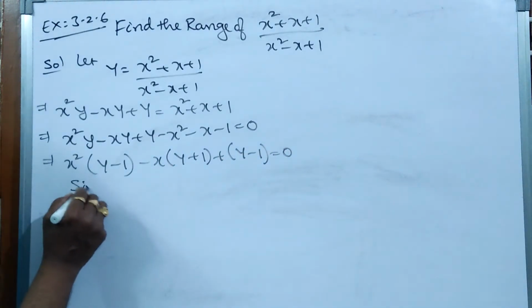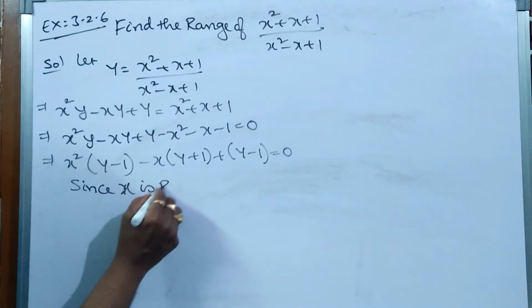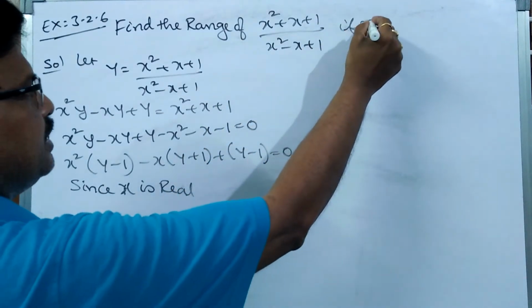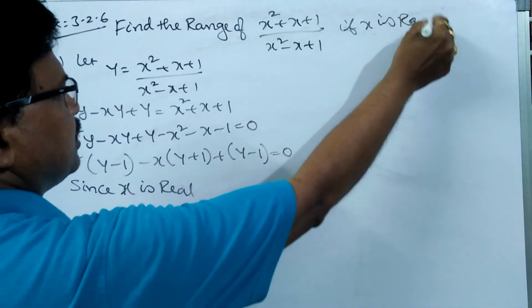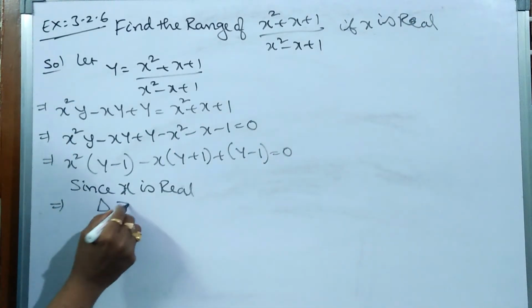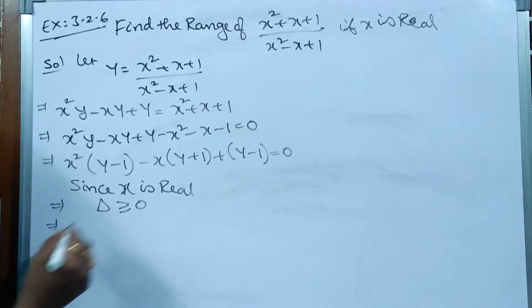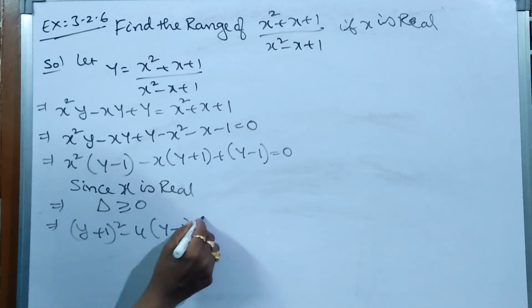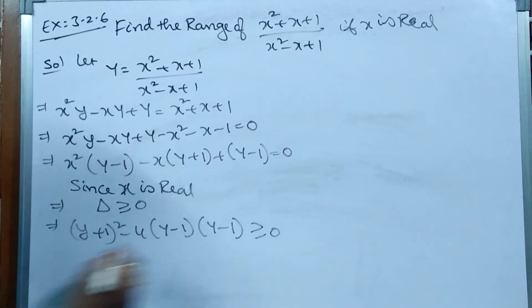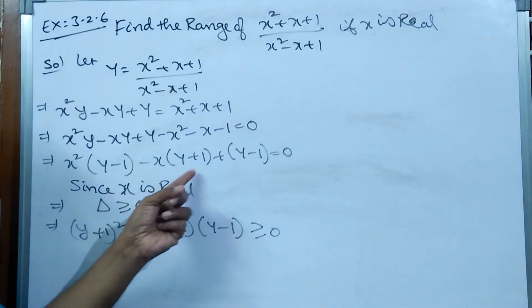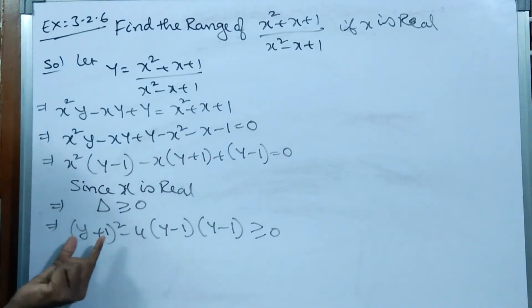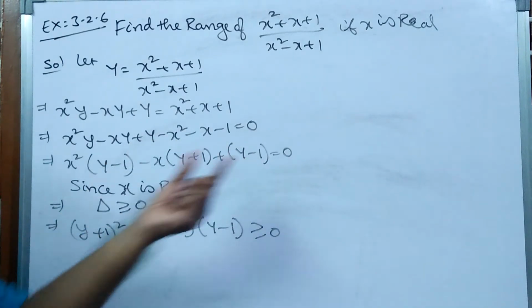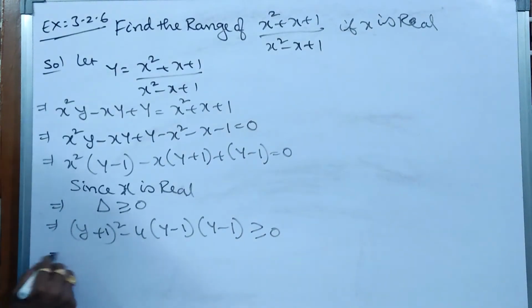Now, since x is real, actually in the problem they have not given, we have to mention it if x is real. That is a must. So, whenever x is real, we have to take delta greater than or equal to 0. So again b square minus 4ac: y plus 1 whole square minus 4 into y minus 1 into y minus 1 greater than or equal to 0. Why? Because b square, in the place of b we are having minus of y plus 1, but whenever we are squaring it, minus whole square will become plus only. So y plus 1 whole square minus 4 into a into c, that is y minus 1 into y minus 1.